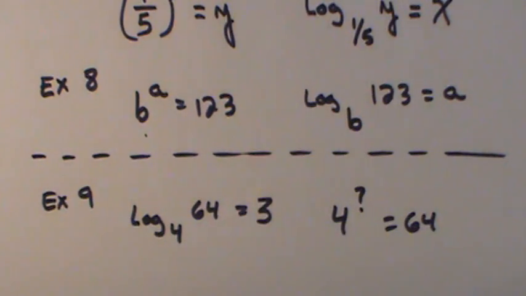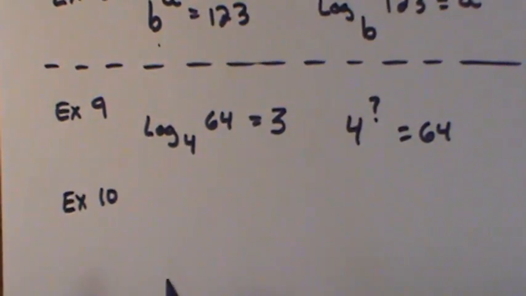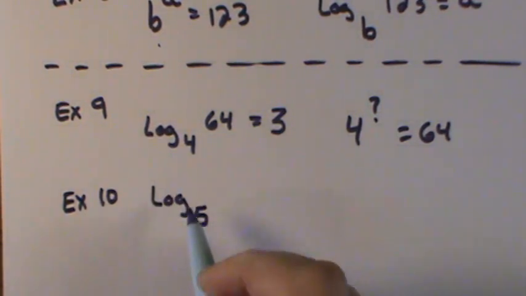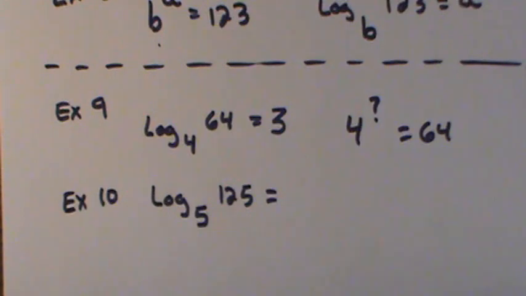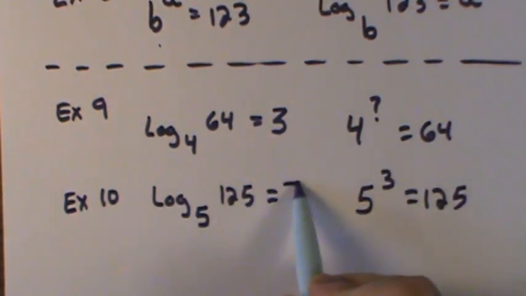Now there's a way to figure these out on the calculator, but I'm not ready to teach that to you. I'd rather you do the guess and check because this is a good exercise. You should be able to do your exponents in your head. And so let's go to an example 10. Log base 5 of 125 equals what? Now that one's a little easier. How many times do you multiply 5 to get 125? So 5 times 5 is 25. 25 times 5 is 125. So 5 to the 3rd is 125, so your answer here, once again, is 3.